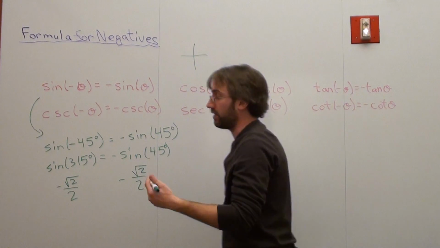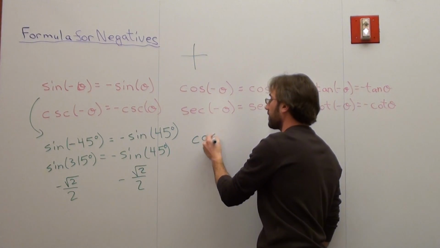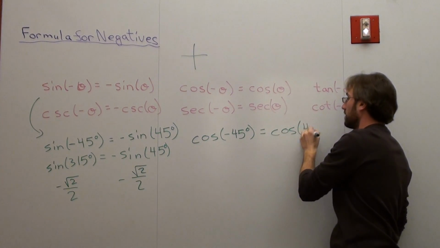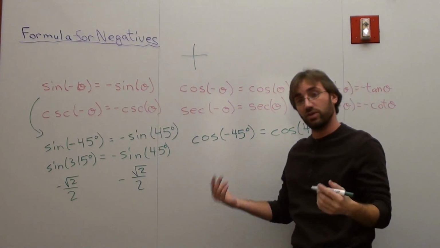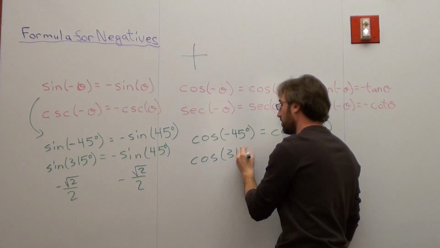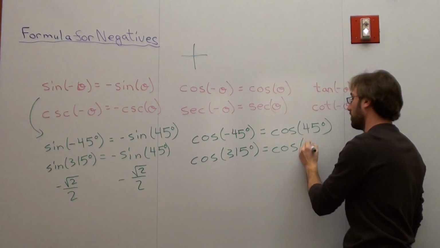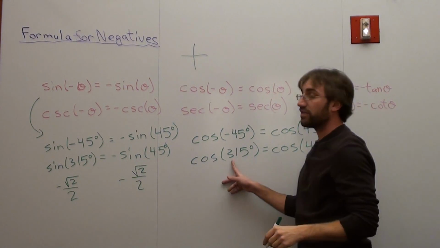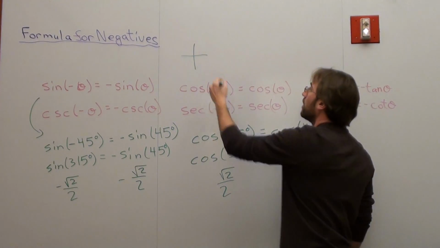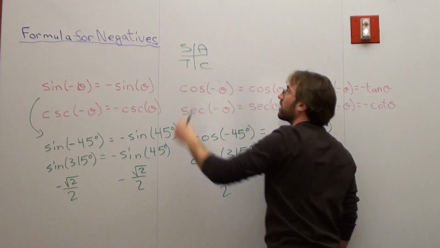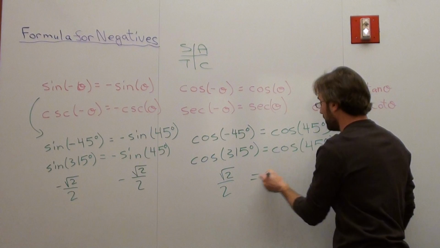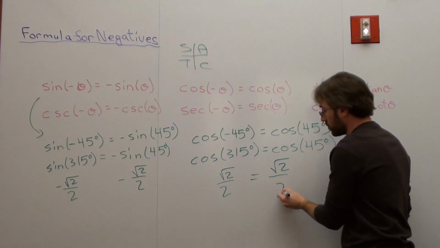Let's do the cosine now. Let's do the same angle, negative 45 degrees. Cosine of negative 45 degrees is equal to the cosine of 45 degrees. Well, negative 45 degrees is actually 315 degrees. Cosine of 315 degrees is root 2 over 2. This is in the fourth quadrant, which means that it's positive. All students take calculus. That's not actually true, but whatever. Cosine is positive in the fourth quadrant. Well, cosine of 45 degrees is also root 2 over 2.